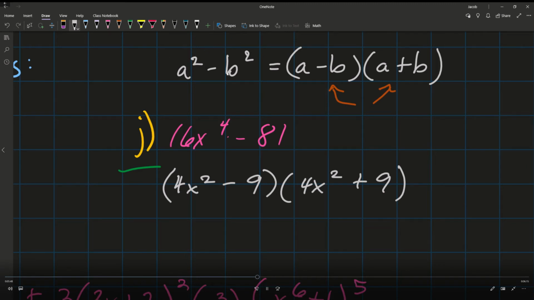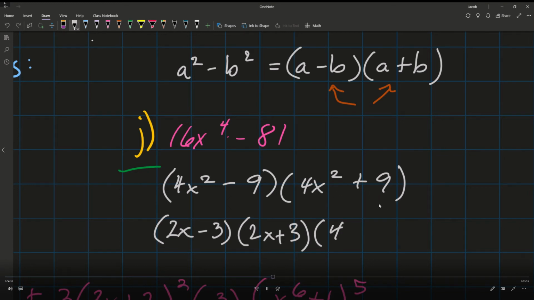And sometimes this is useful, as we've seen, with trig equations. And then if we move back down here, it's important to remember that 4x squared minus 9 is still a difference of squares. So we can factor that, but we can't factor 4x squared plus 9 because it's a sum of squares, and that's not factorable.